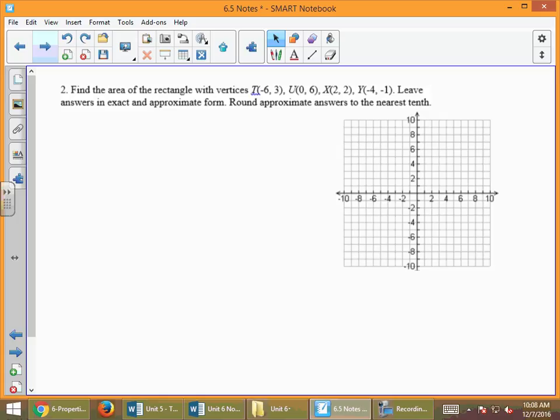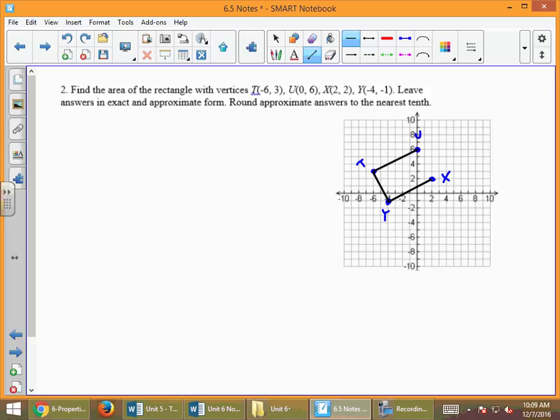Okay, first things first. I've got a grid. I've got some points. I need to put them on the grid. That's a good idea. I would do the same thing. So when I go through, I graph them out. It's going to be negative 6, 3. Right there. That's T. U is 0, 6. X is 2, 2. And then Y is negative 4, negative 1. I know it's a rectangle because it tells me it's a rectangle. There we go. There's my rectangle.